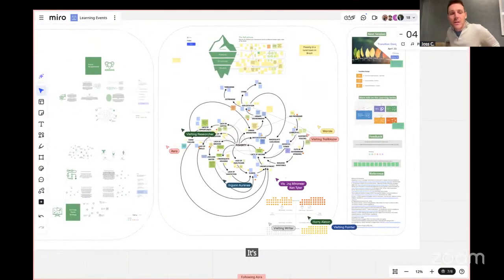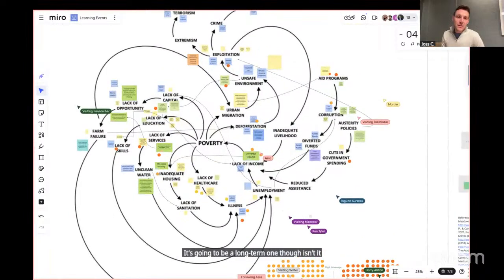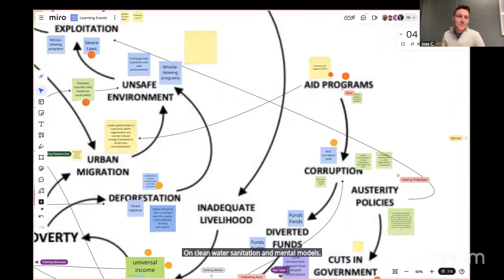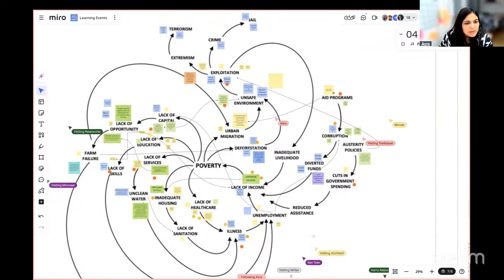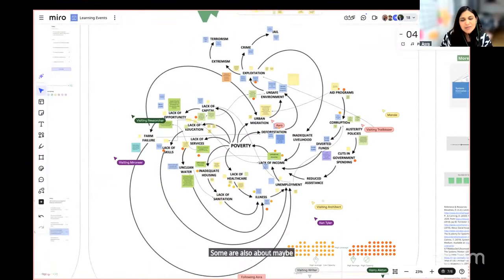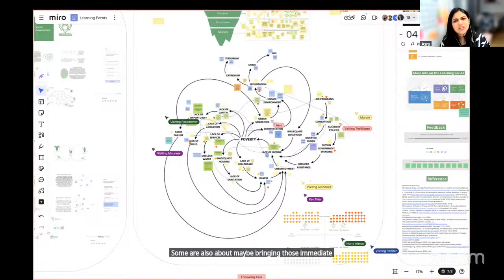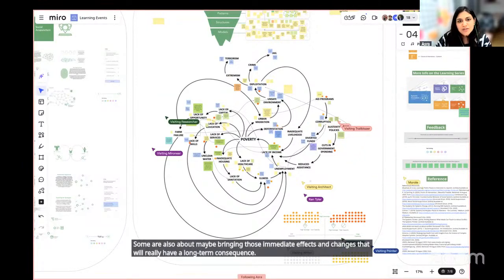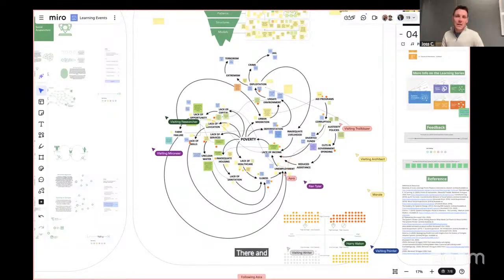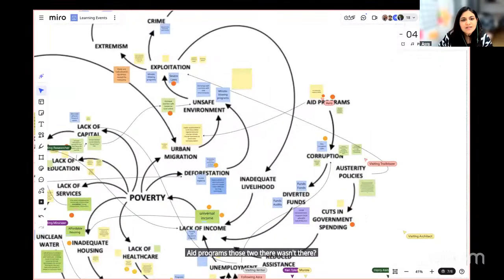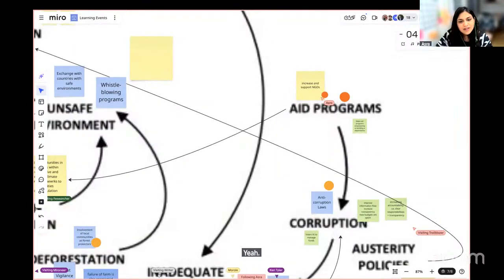It's going to be a long-term one, though, isn't it? These systemic ones are going to take a bit more time, aren't they? But yeah. Some are also about bringing those immediate effect changes that will really have a long-term consequence, which is positive and really helps with the situation that we have there. And I think there were two programs there, weren't there? Yeah, so it's increase the support of NGOs.